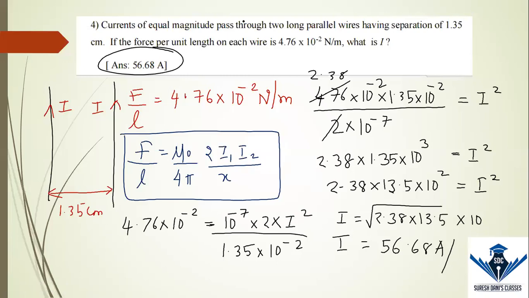So this is the formula that you have to use: F upon L is equal to mu naught upon 4 pi 2 I1 I2 upon X. This is a very important formula that you have to remember. In this chapter you have a lot of calculations, just like you have for electrons and photons. But it is comparatively better than electrons and photons, because those calculations you have to do with logs.